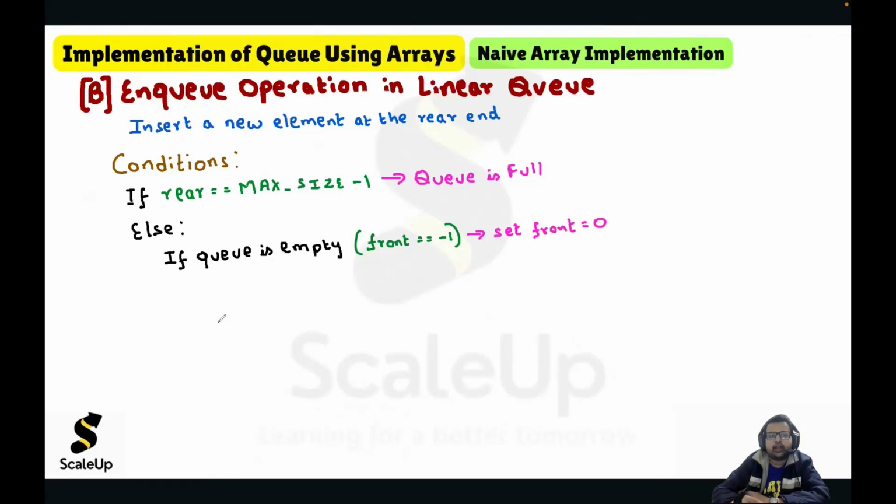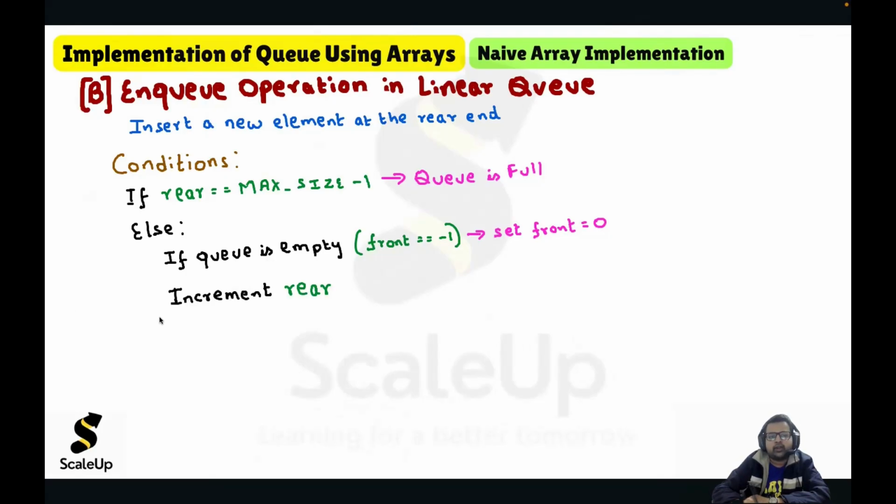We know that in the NQ operation, we always increment the rear because NQ occurs at the end. But in one special scenario, that is if the queue is empty, both front and rear are minus 1. So if the queue is empty, we have to set front as 0, and then we have to increment rear by 1.